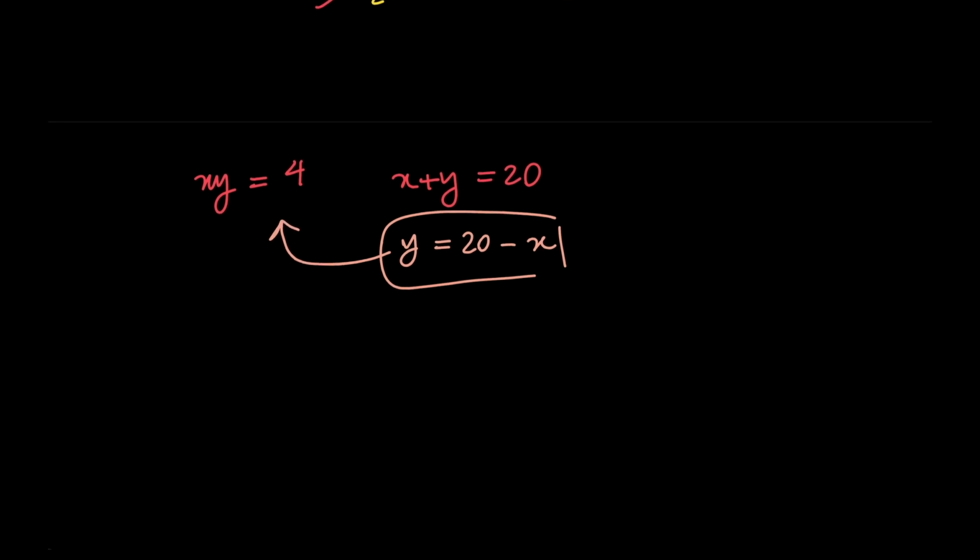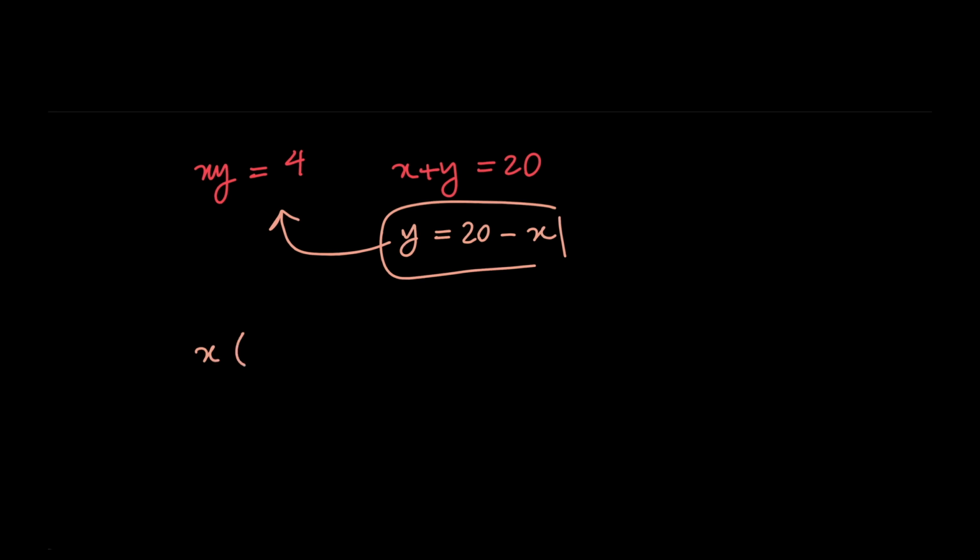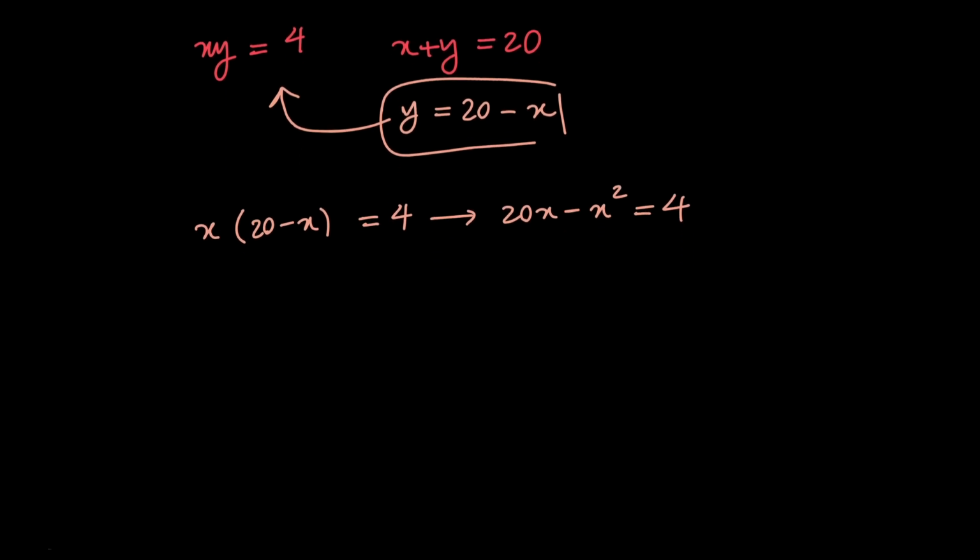So if you do that, we're going to have x times, remember that y is 20 minus x, so we have 20 minus x equals 4. From this, I'm going to get a quadratic equation. We're going to get 20x minus x squared equals 4. And now if you put everything on the same side, we're going to get x squared minus 20x plus 4 equals 0. Again, we're going to use the quadratic formula.